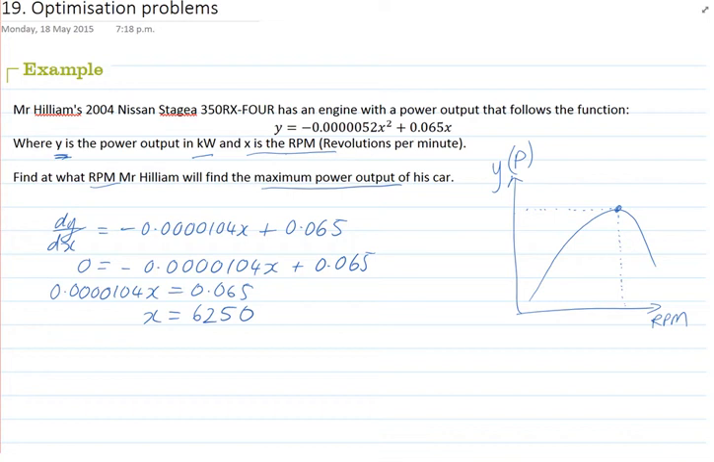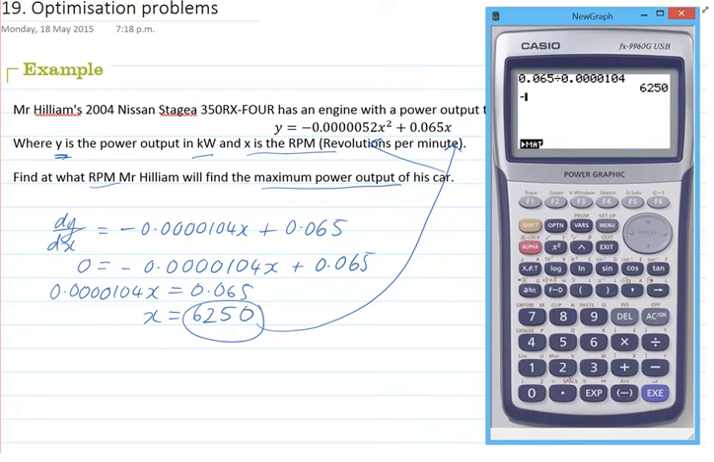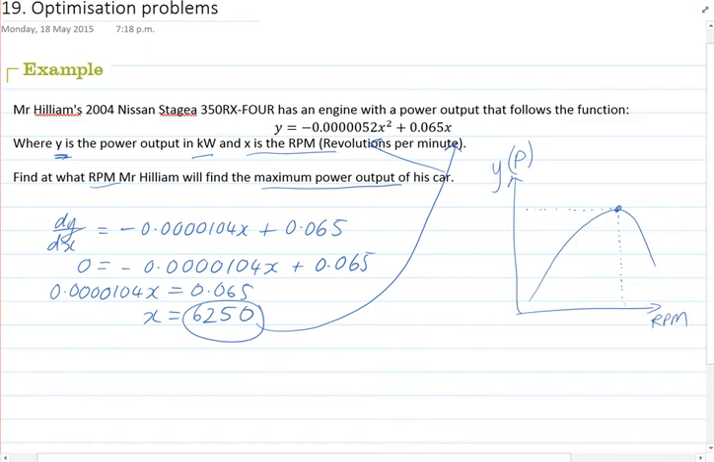And if we're wanting to know what my maximum power output is, I could just put that back into this equation instead of x, and so we could go negative 0.00001 times 6250 squared plus 0.065 times 6250, and then we get our maximum power of 203, near enough to the nearest kilowatt. So y equals 203. So it's worth interpreting these answers in context.